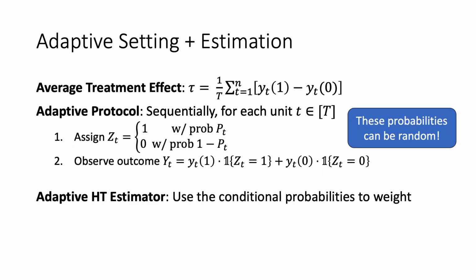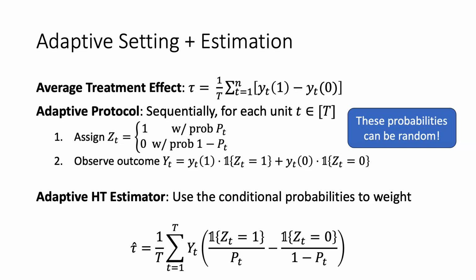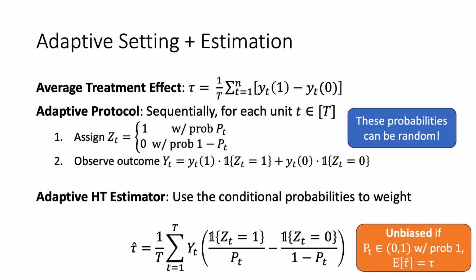Okay, and so we're going to use the adaptive Horvitz-Thompson estimator, which rather than using the marginal probabilities of assignment, because we don't know those in an adaptive experiment, since they depend on the outcomes in funny ways, we're going to use just the conditional probabilities of assignment here. Same exact estimator, just using the conditional probability you saw at this time. Okay, and this is also unbiased.